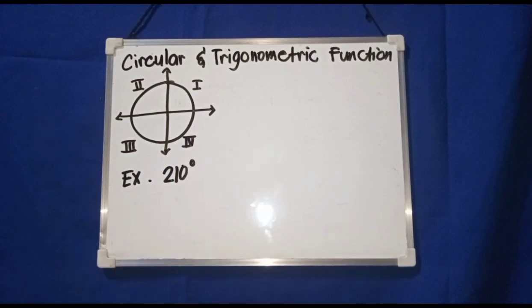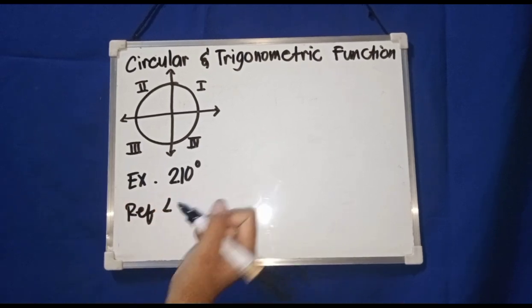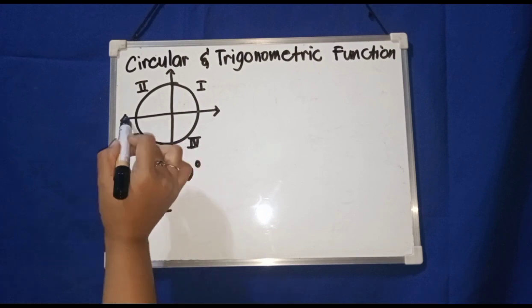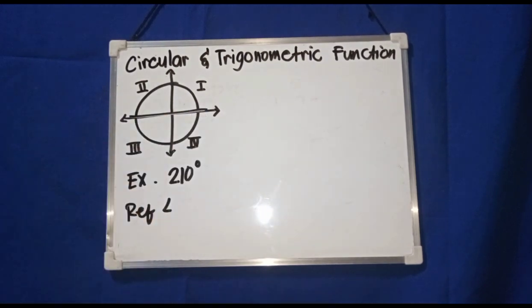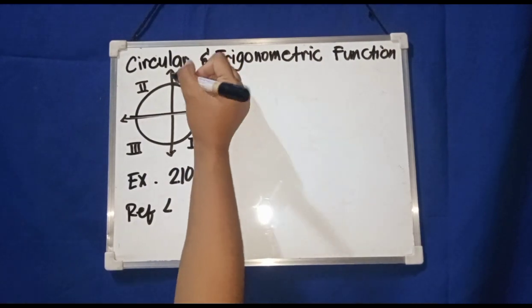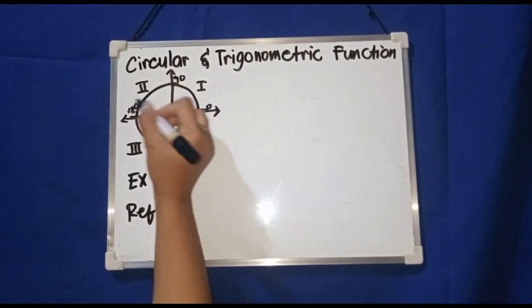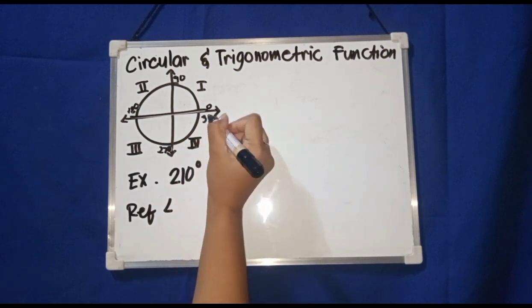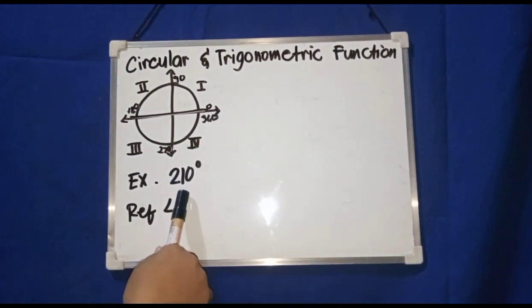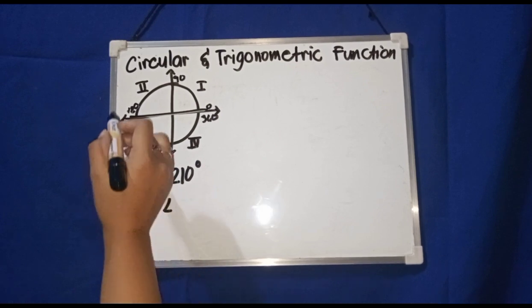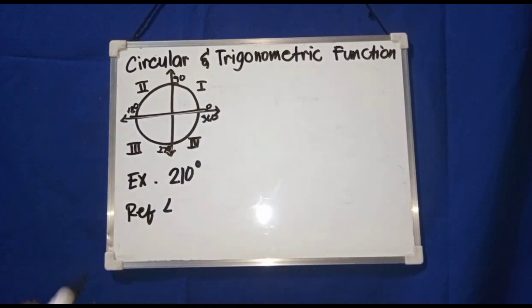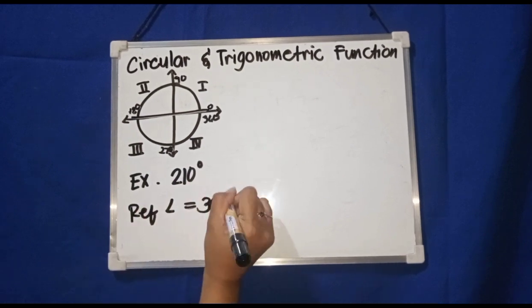To do that, we need to get the reference angle. In getting the reference angle, we'll be basing on the horizontal line. Since here we have 0, 90, 180, 270, and here is the 360, all we have to do is subtract it from 180 or 360. Since we have 210, it can be 210 minus 180, so it has a reference angle of 30 degrees.